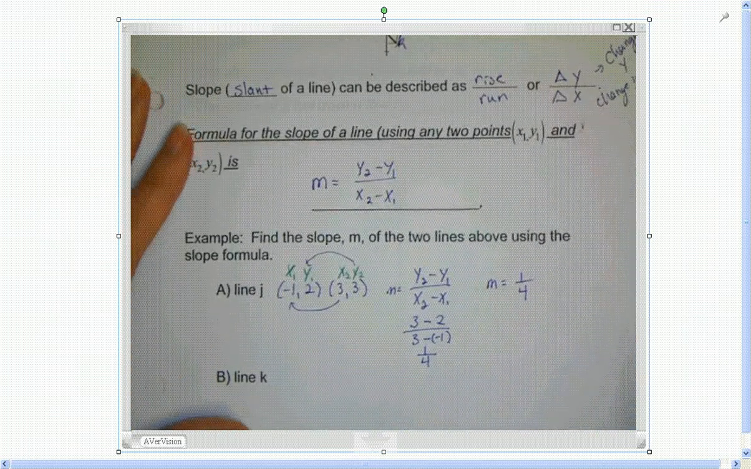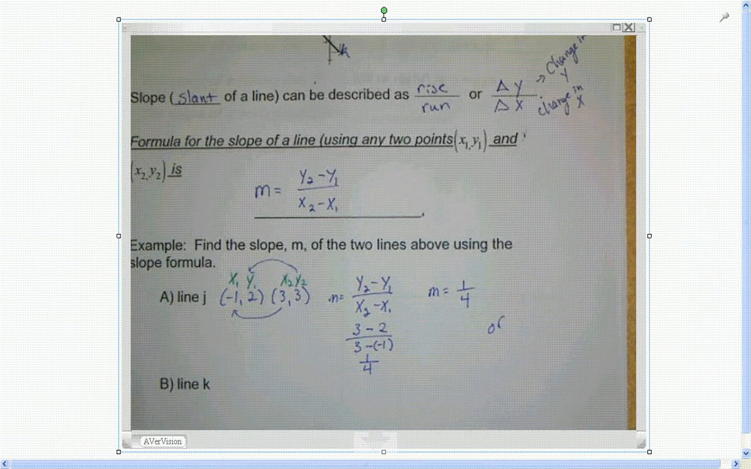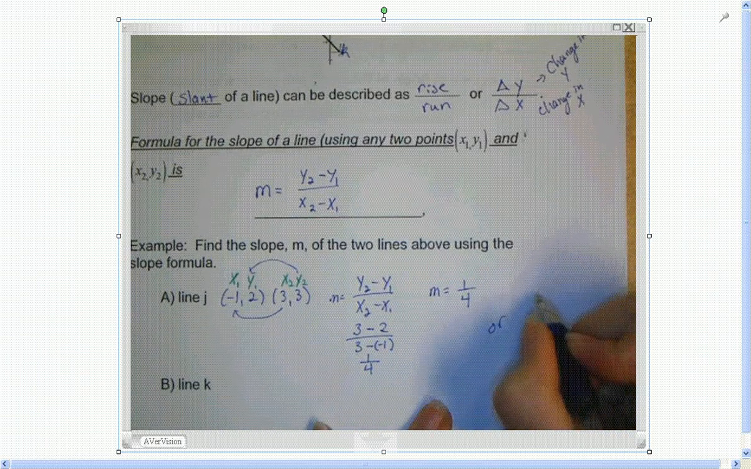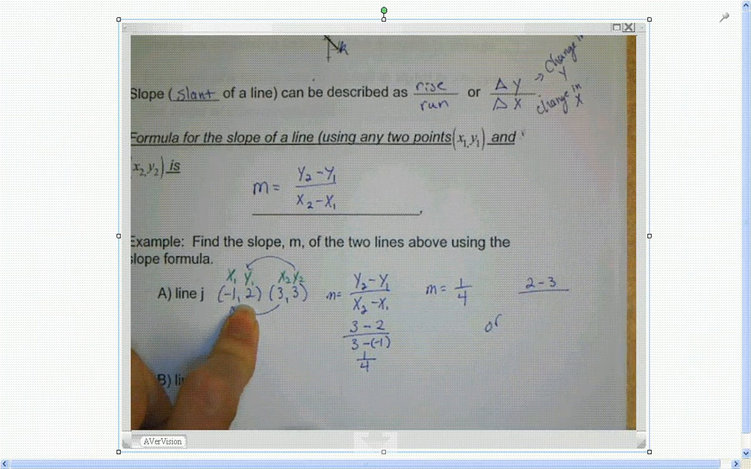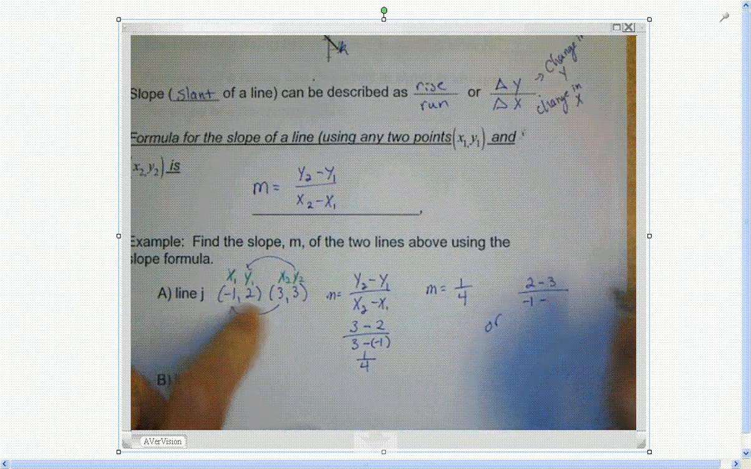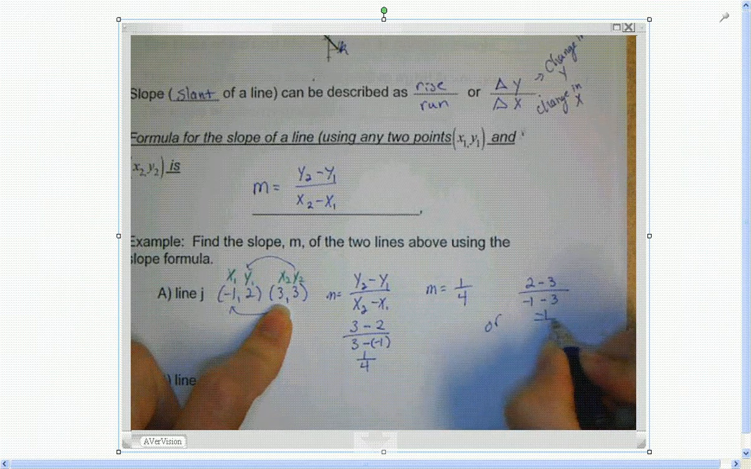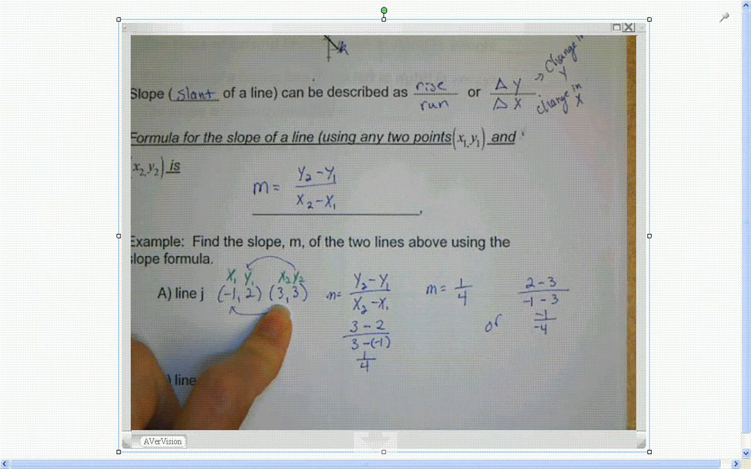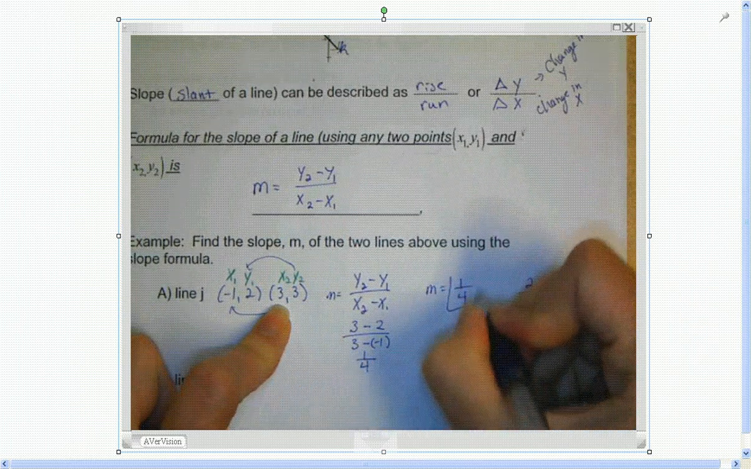Now, you could, and you don't have to write this down, go the other way around. I could switch around my points, as long as y's are on top. I could have gone 2 minus 3, over a -1 minus 3. All right, if I did that, I end up getting a -1 over a -4. A negative divided by negative is positive. So you have more than one way of finding that slope, and it gets the same thing.